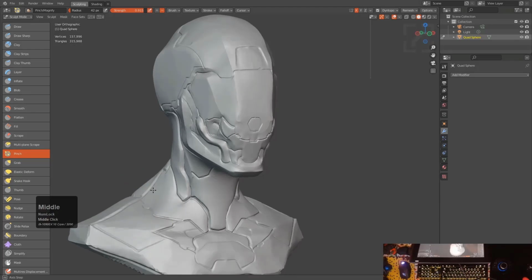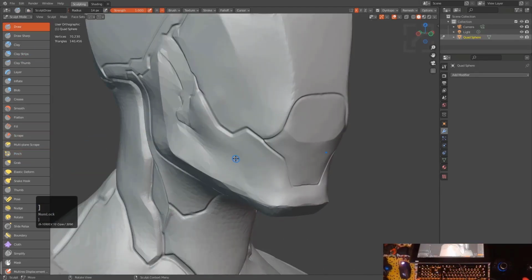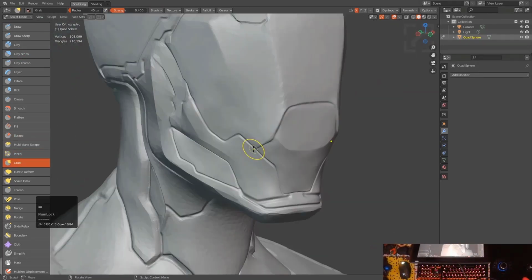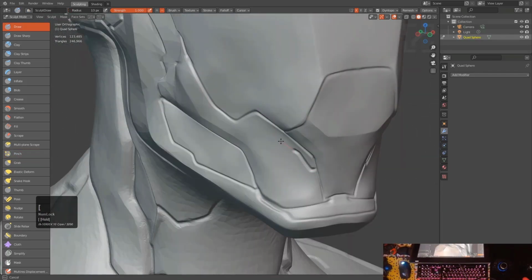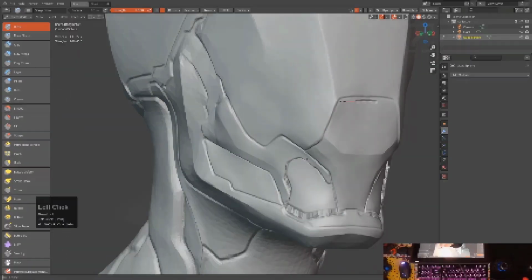But really, the point of this whole study was to just get in and sculpt a robot and talk about the retopologization process, dealing with subdivision, managing your geometry, and keeping things under control.